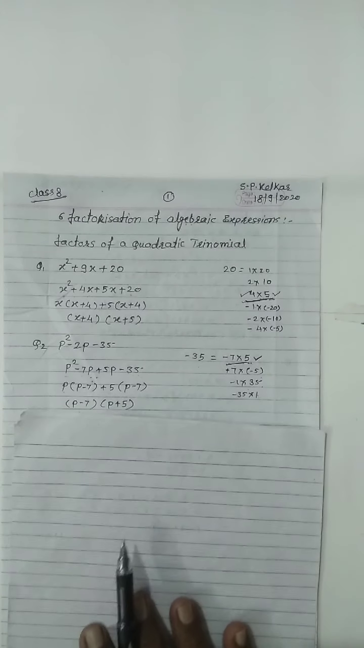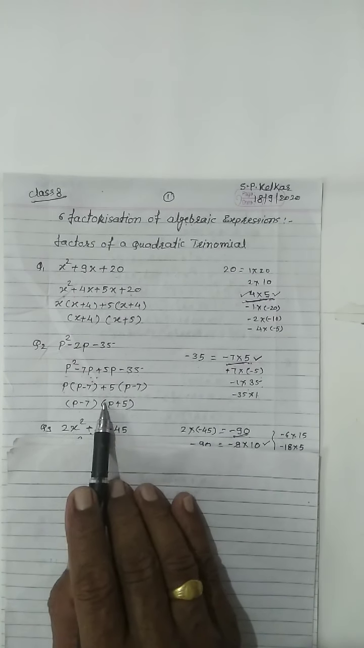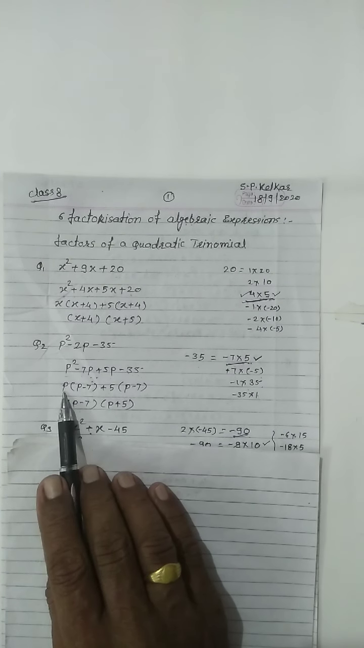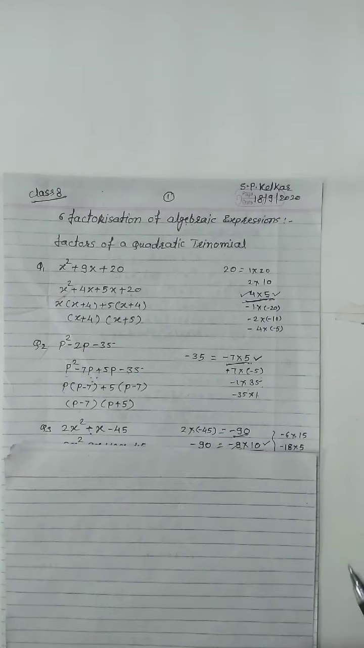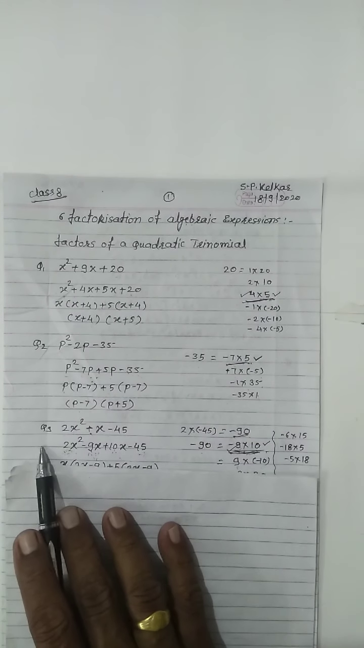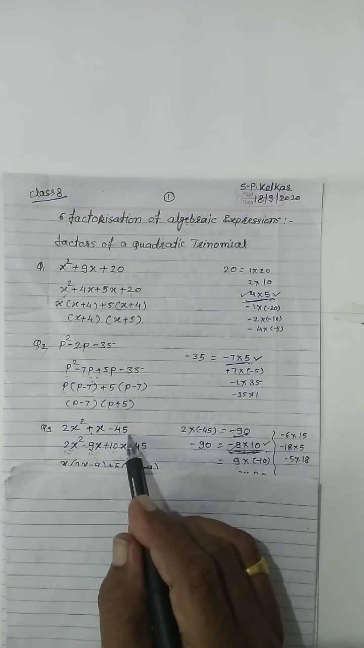Now these two brackets are the same, so we take one of the brackets common, p minus 7 in one bracket, and in the second bracket the remaining terms, p plus 5. In this way we complete this second example. See the third example, 2x square plus x minus 45.